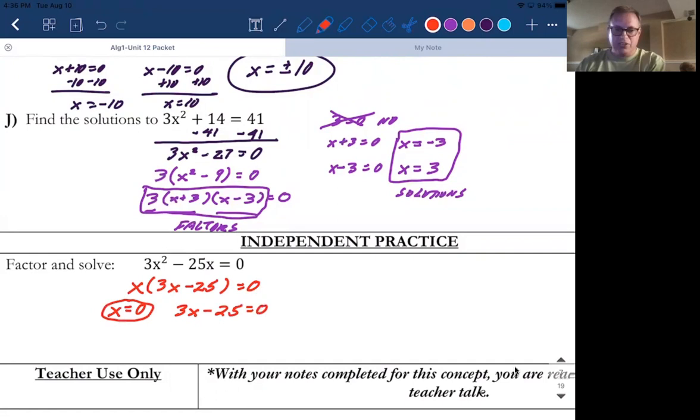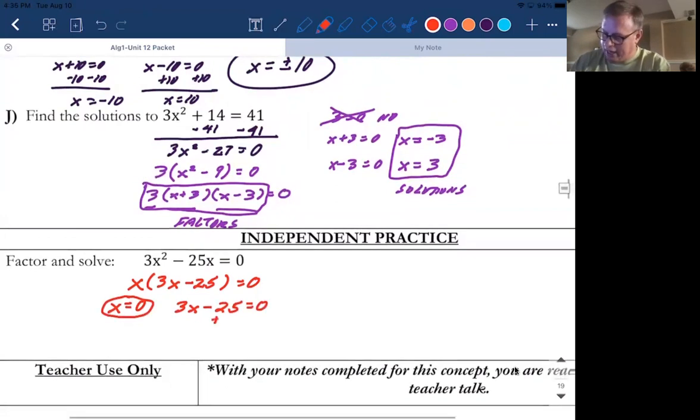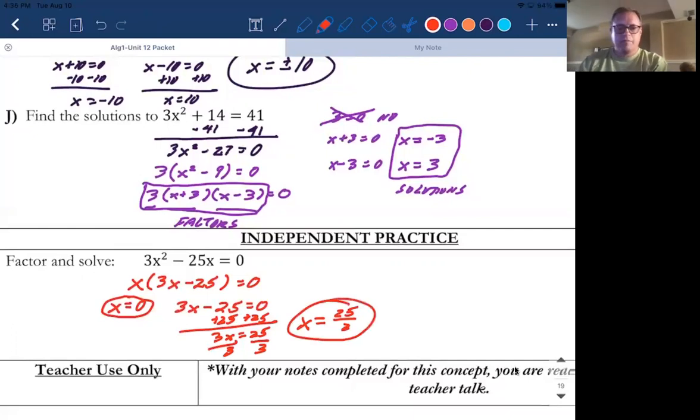How do I get the other solution? It's a 2-step equation that I have to solve. I shall add 25 to both sides. Leaves me 3x equals 25, and I shall divide by 3. My other solution is 25 over 3. All right. Is it possible to get fractions? Sure it is. It absolutely is.